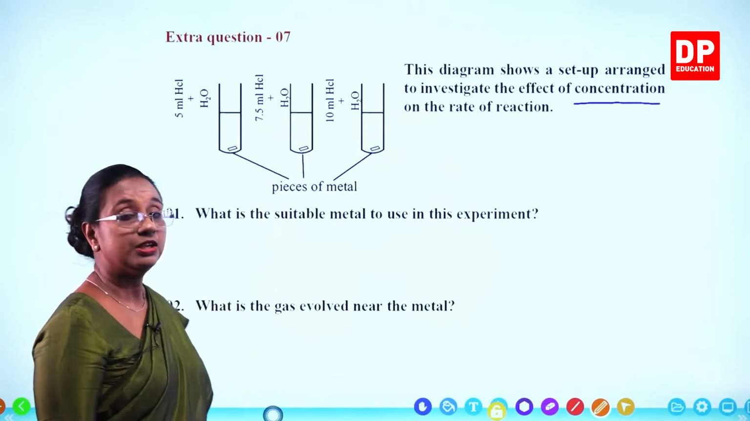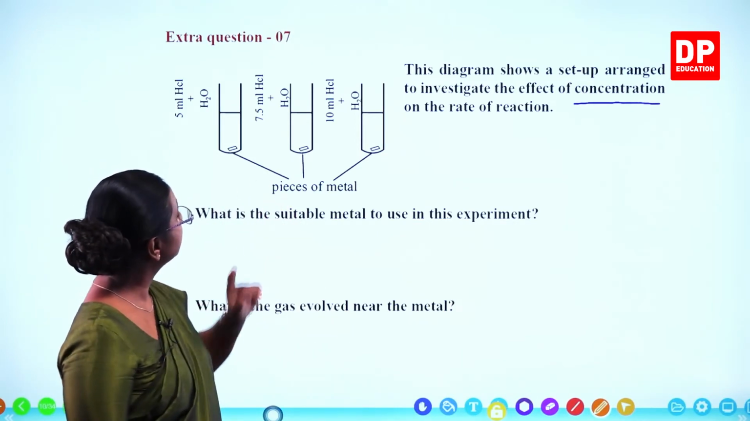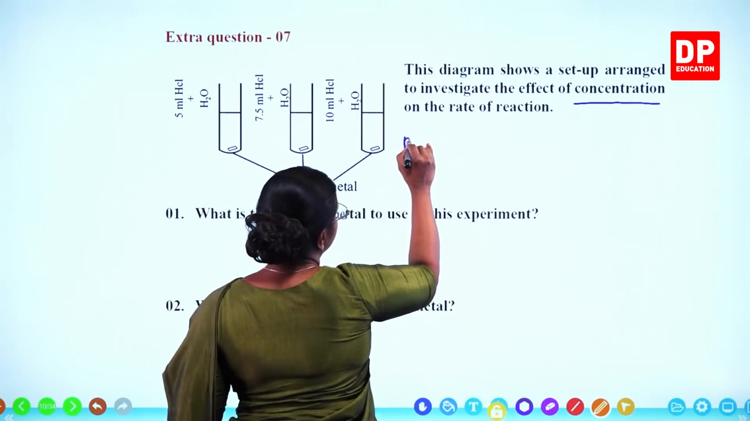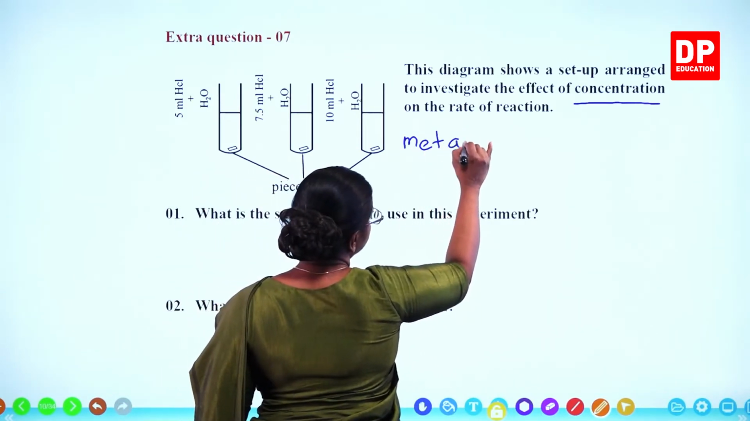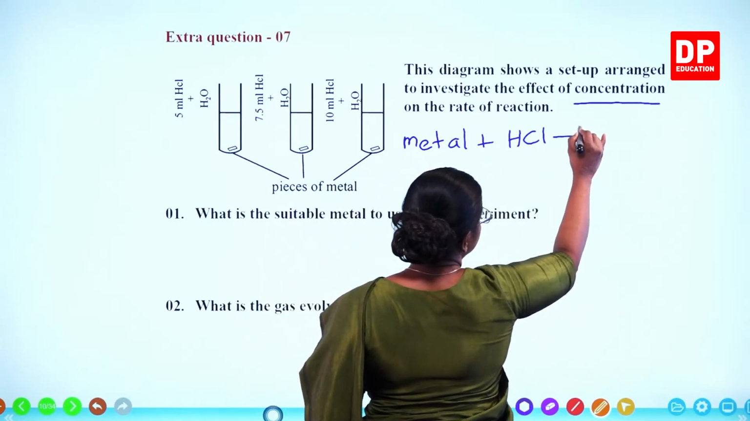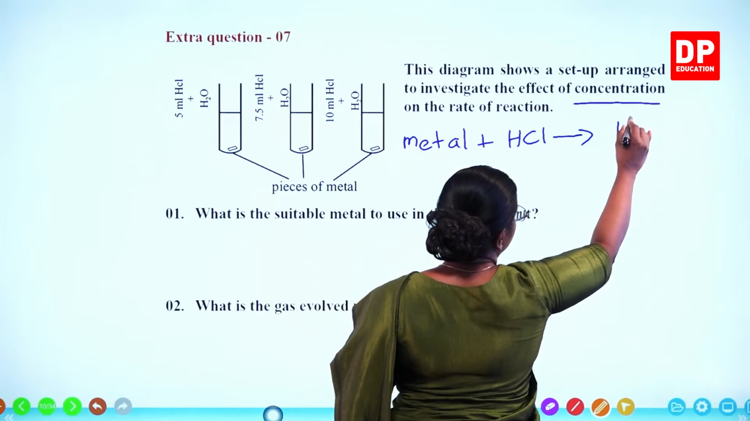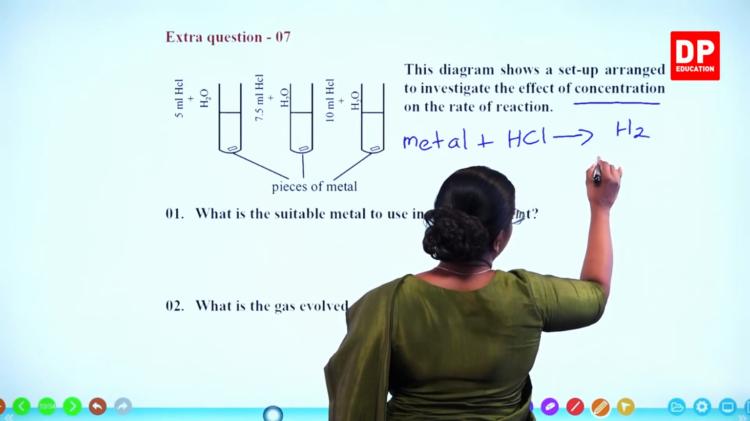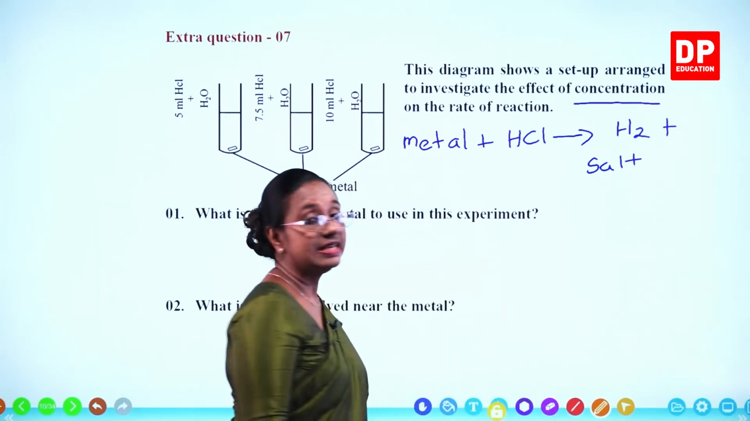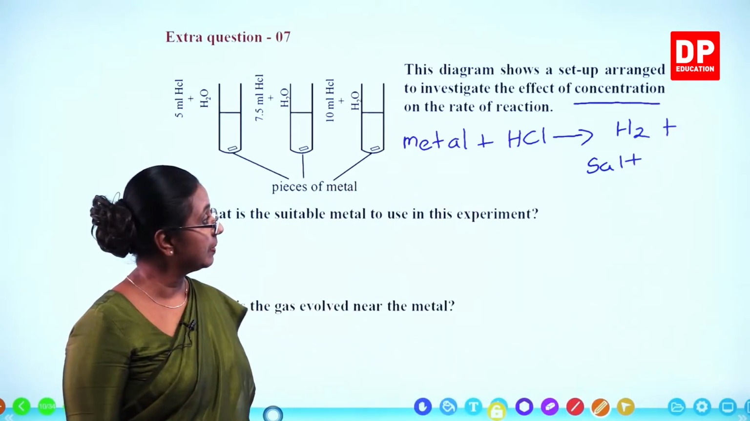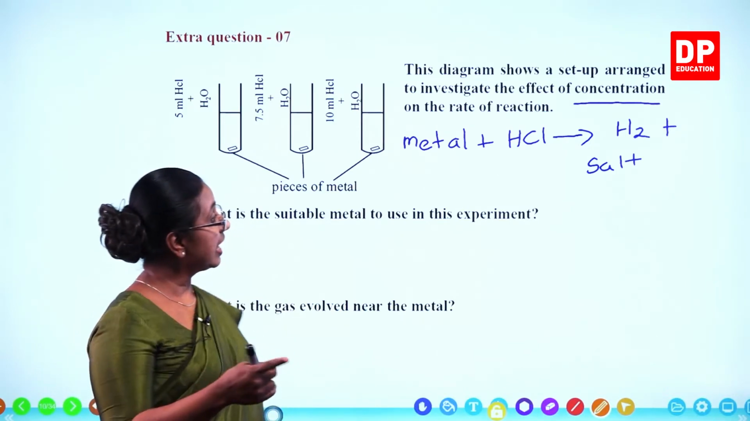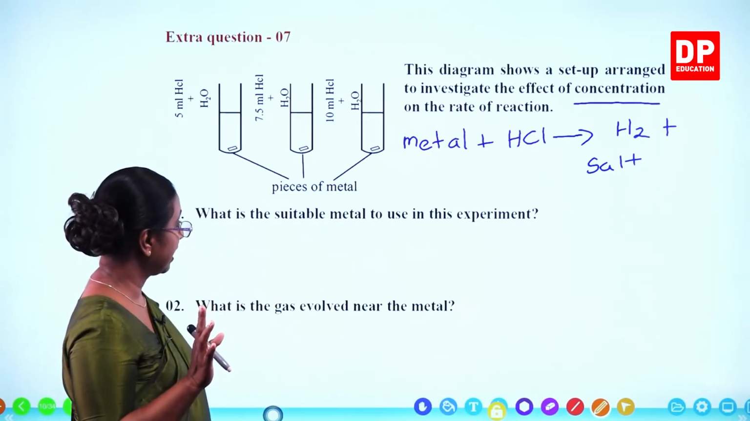So, then we need to answer the questions. You all know the reaction taking place here. If it is a metal with HCl, what happens there? You can remember hydrogen gas is evolved and a salt is formed. So, you will see the evolving of gas bubbles. Rate of fizzing can be observed and compared. So, that is how we compare the rate of reaction.